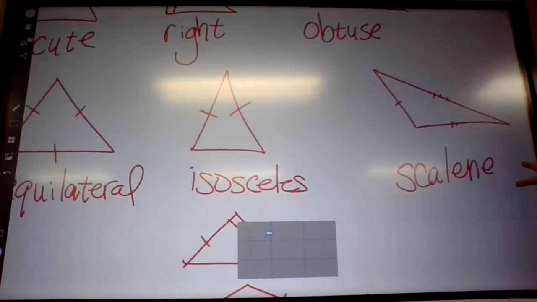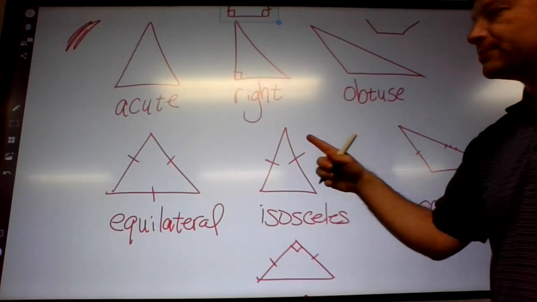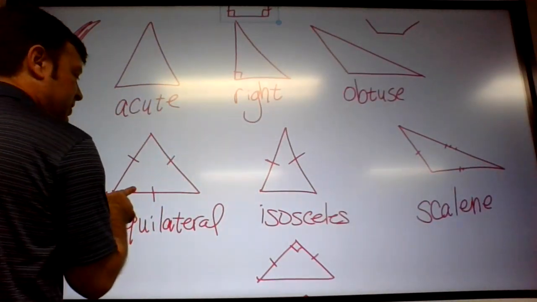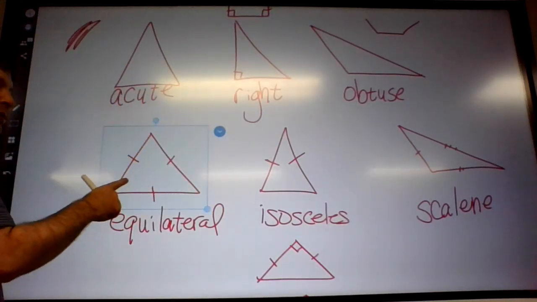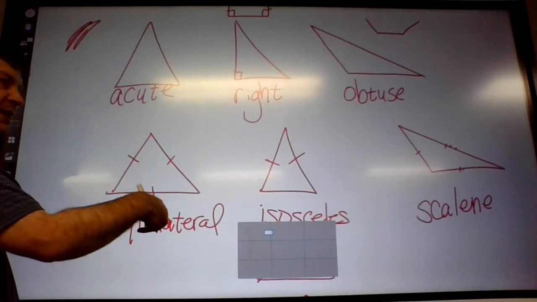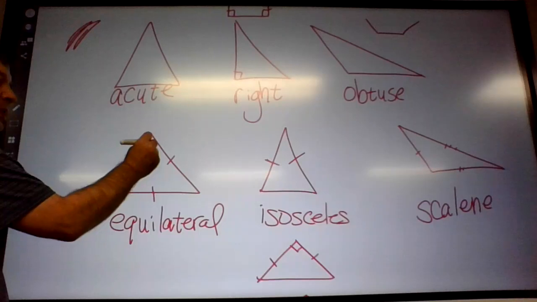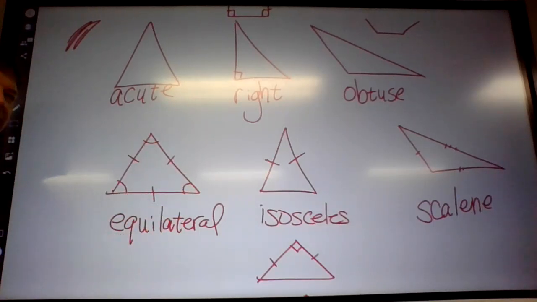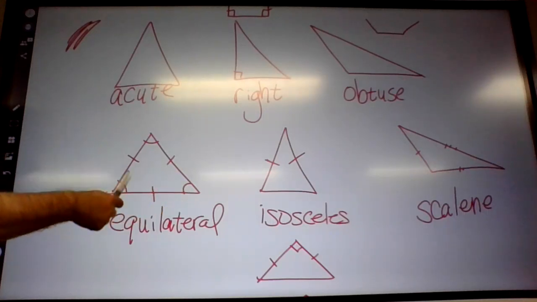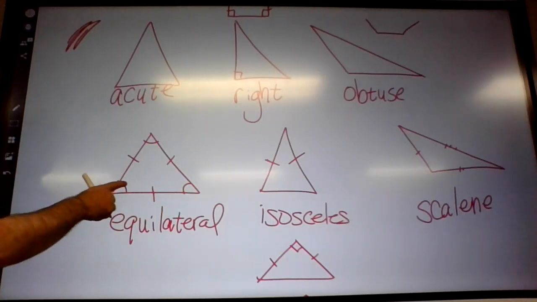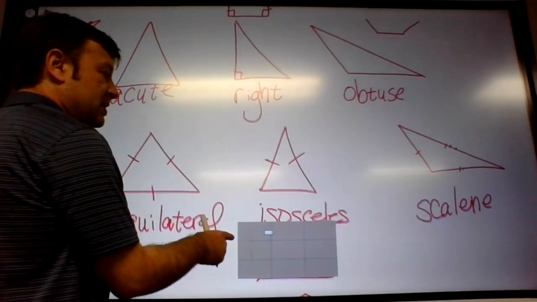Okay, so triangles can be classified based on their angles and their sides. This triangle, not only is it equilateral, it's also acute because all these angles are less than 90. Actually, an equilateral triangle has equal angles as well. So what would each angle in an equilateral triangle have to be? 180 divided by 3, 60 degrees. So equilaterals are always acute. They always have 60-degree angles.